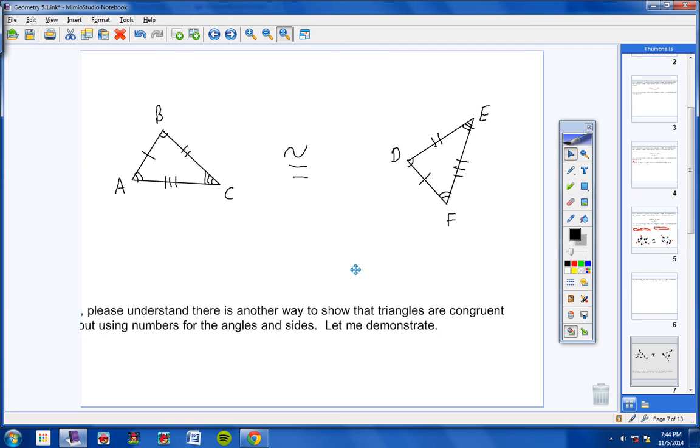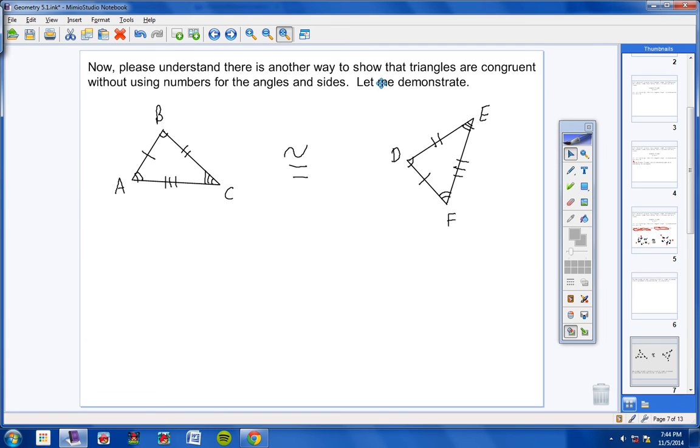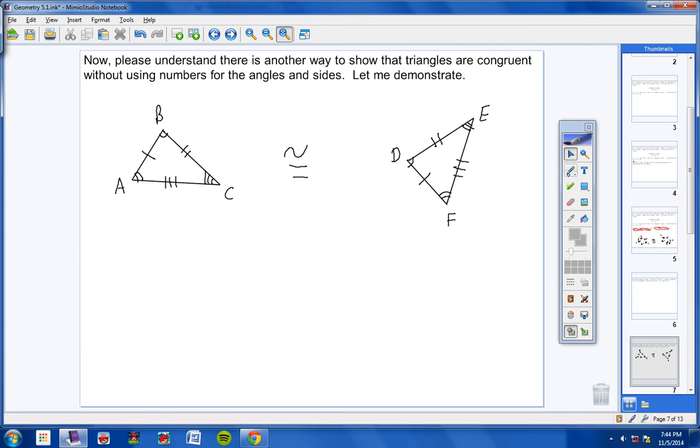Okay, thanks. So anyways, understand that there is a way to show that triangles are congruent, or that angles are congruent, or that sides are congruent without using numbers. Okay, we can use marks like this to show that. Now, having said that, let's do something else. Please copy this down.